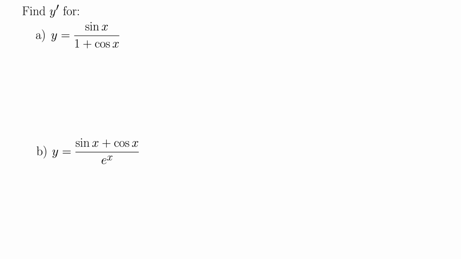The derivative of sine is cosine. The derivative of cosine is negative sine. And since we're working with a quotient, we'll need the quotient rule here. So let's go ahead and dive in using the quotient rule.